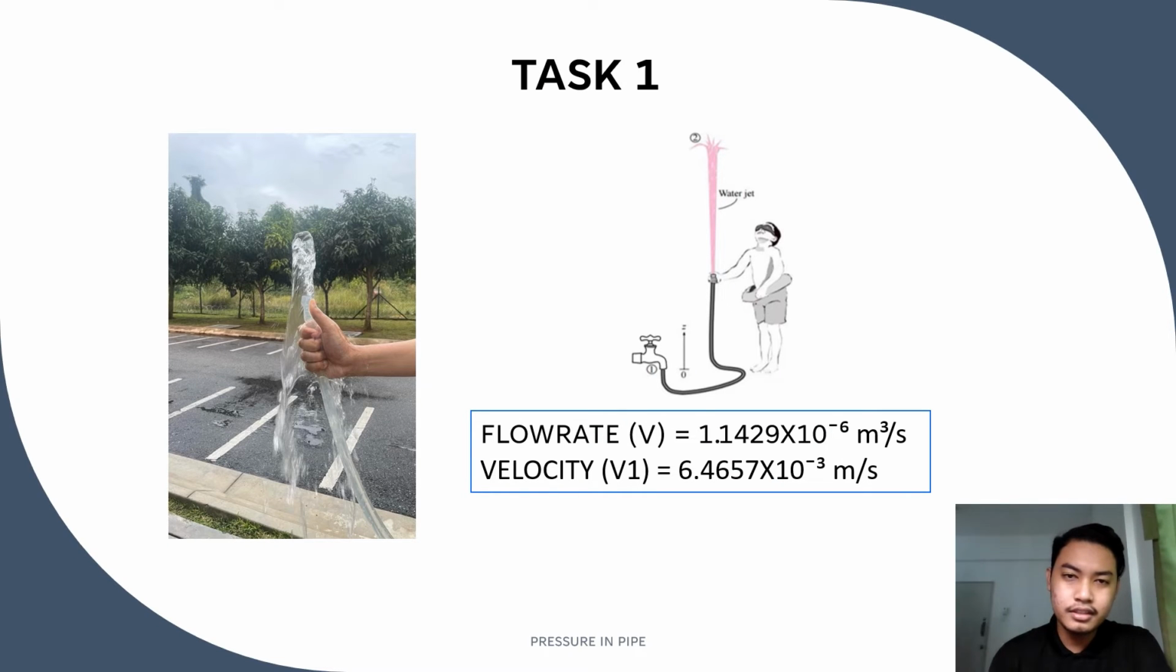Okay, my teammate has presented the calculation, and we get the Task 1 flow rate as 1.1429 meter cube per second, and the velocity as 6.465 times 10 to the negative 3 meter per second.